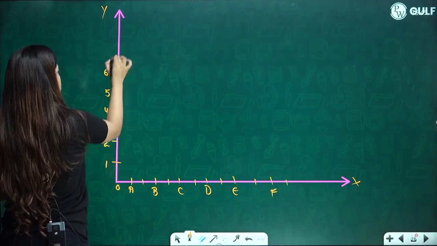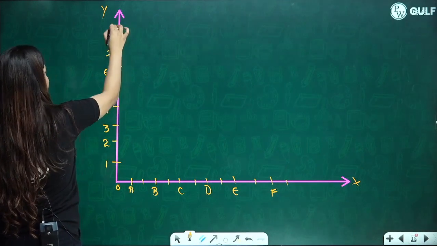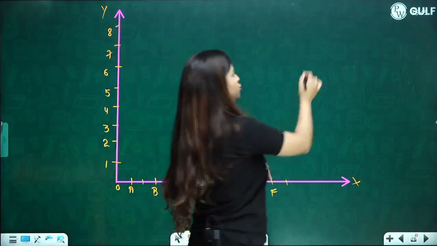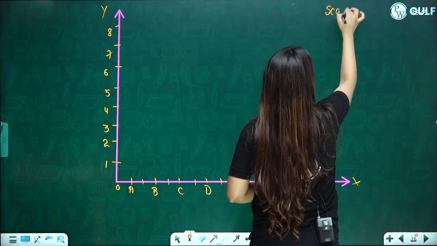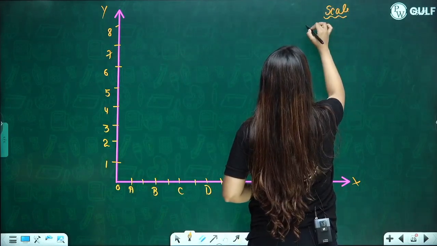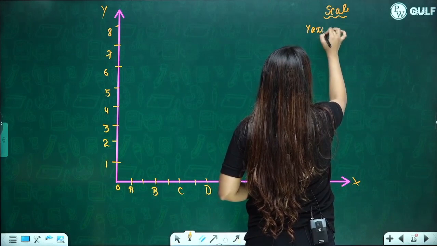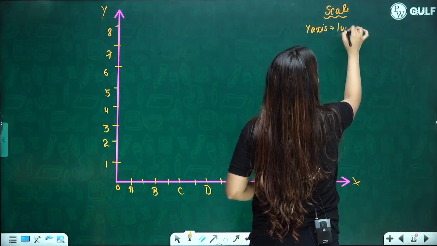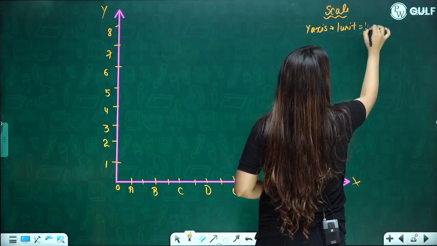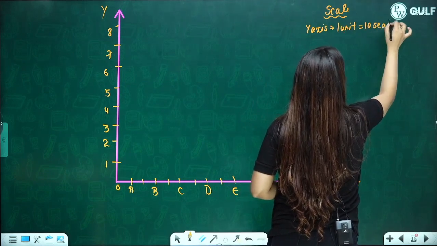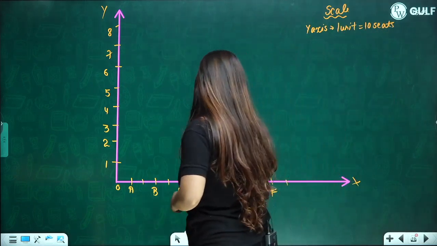Each one unit over here represents 10 seats. So what do we have to mention? We have to mention the scale, right? On the y-axis, we have taken 1 unit as equivalent to 10 seats. So this is what we have to mention.